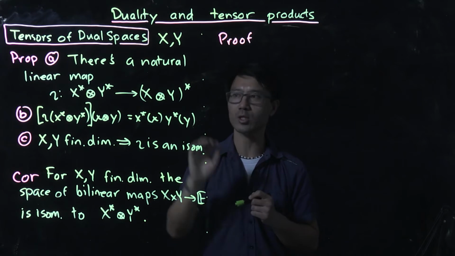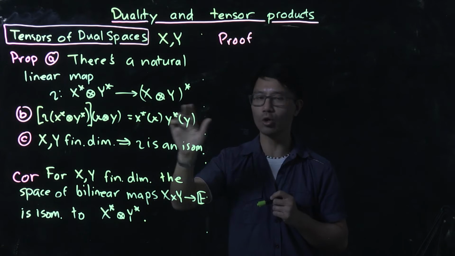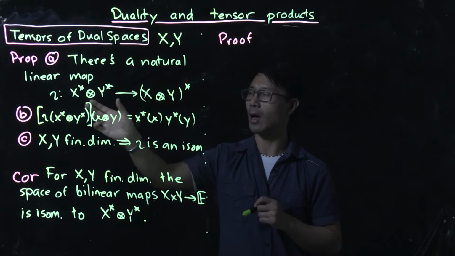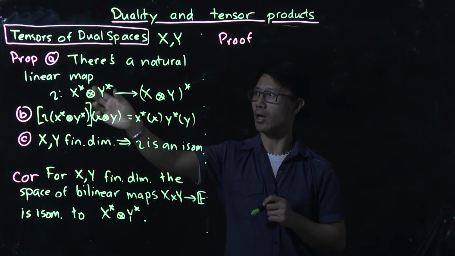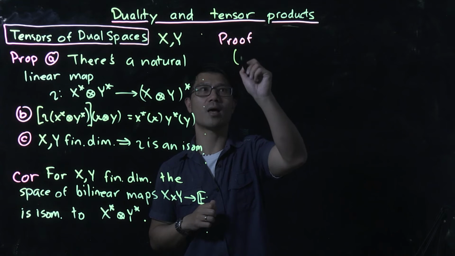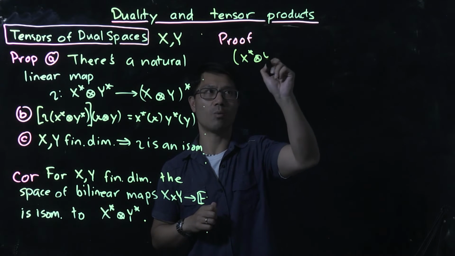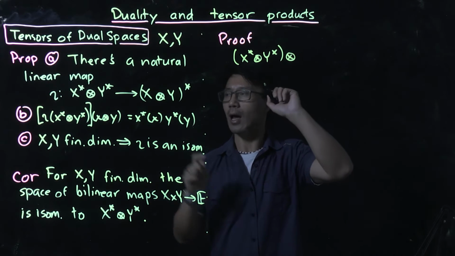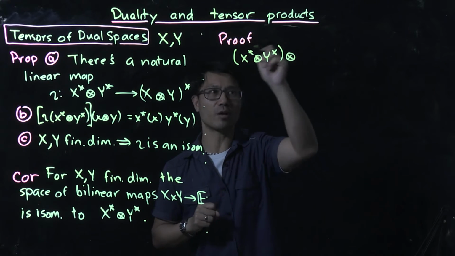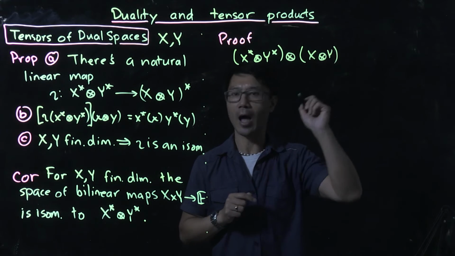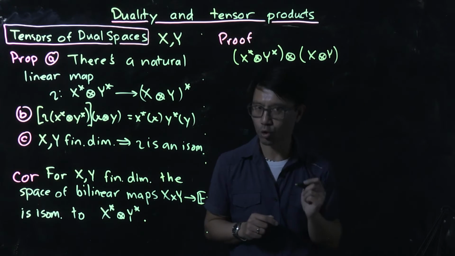Remember, one of the things that we saw is that to map to this dual, all we need to do is to get a pairing, a pairing from this with this here. So let's construct that pairing. We're going to start with X star tensor Y star. And to get a pairing, we need the tensor product of this with the thing you want to pair it with, X tensor Y. And you want to have a linear map from here to the field.